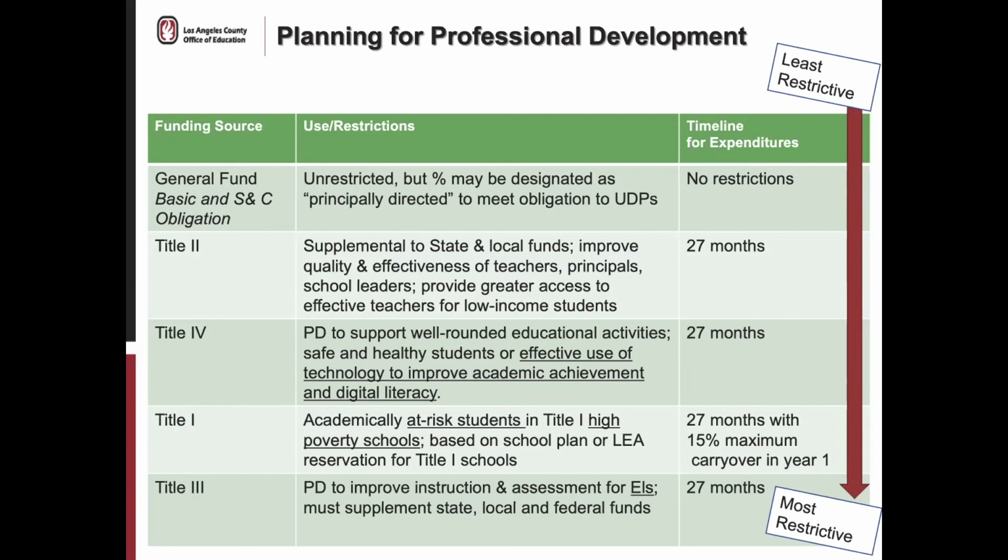If you look up at the top, you're seeing least restrictive, and that's your general fund. That's going to be your least restrictive, along with your S&C obligation. It's unrestricted money. A percentage can be designated to meet your increase and improve services obligation, but there's no restriction on what you use the funds for. So no timeline for expenditures. They roll over, with no restrictions on timelines.